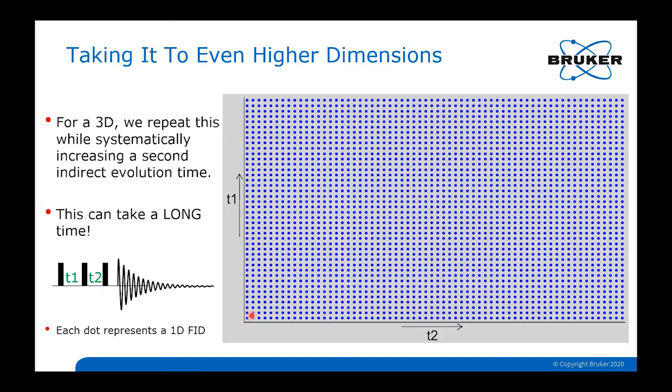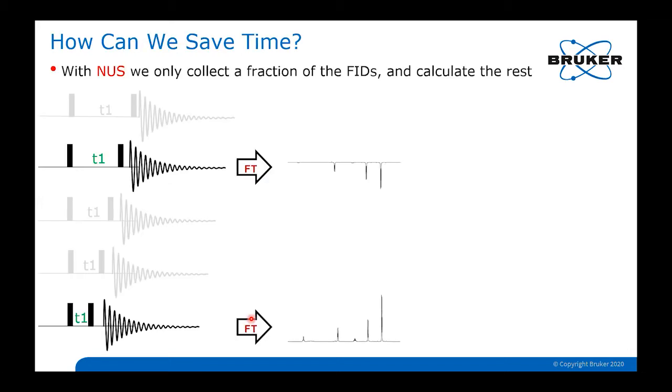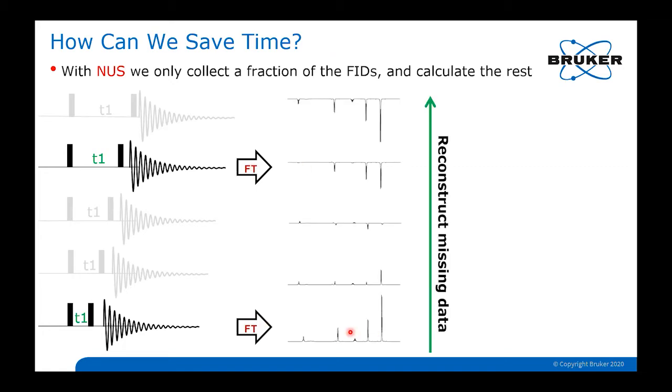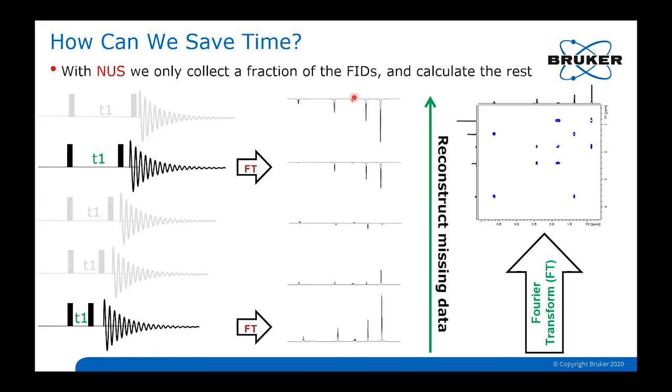So it turns out we don't actually need to acquire all of these data points. By using non-uniform sampling, we only observe and acquire a subset of these FIDs. In the processing, we'll do a Fourier transform of the data sets that we acquired, and then using some very clever math, beyond my math skills but programmed into the software, the missing data points are reconstructed. Now we have our intensity versus time that we had for a normal 2D or 3D experiment, do our Fourier transform, and we get back to a 2D spectrum.